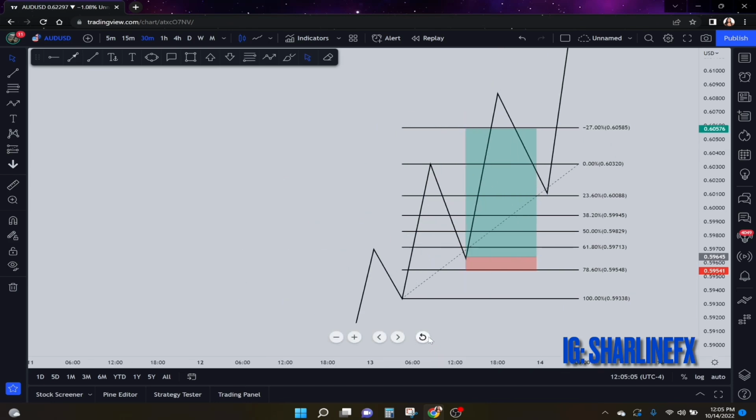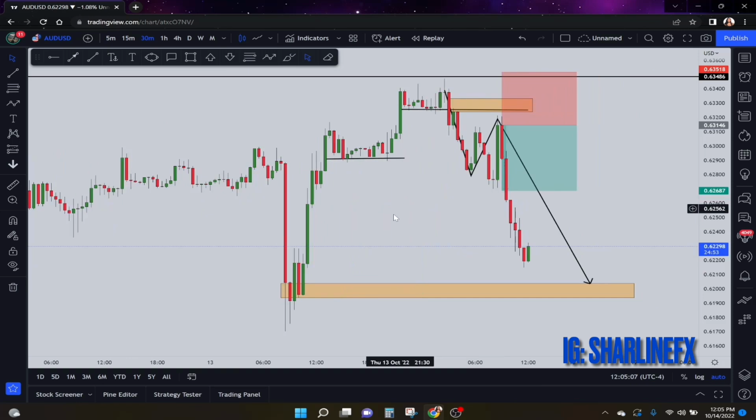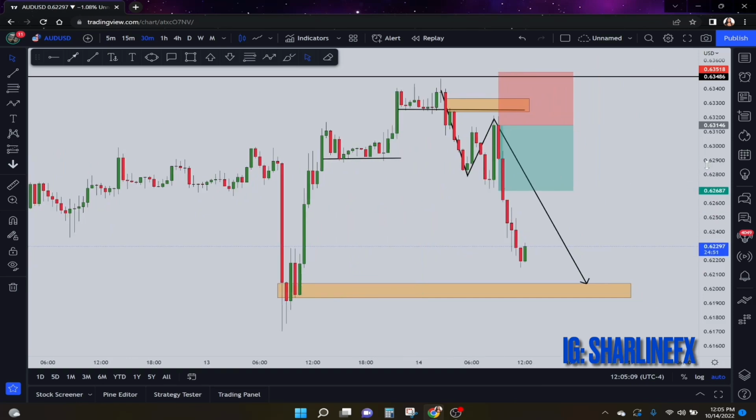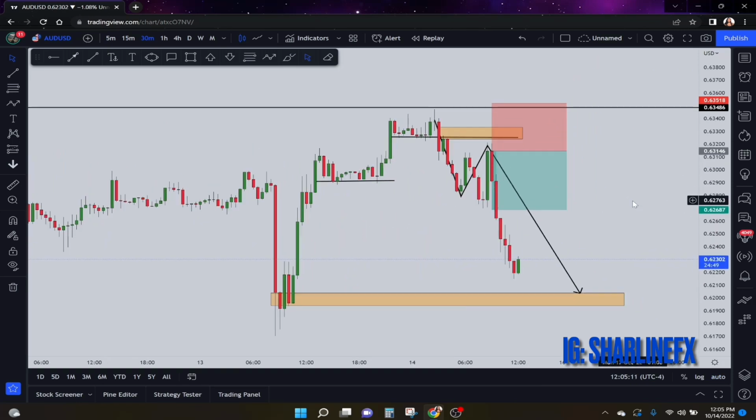All right, so if we look at this setup here, this was a trade I called on AU this morning in my signal group, and I took this trade basically off of fibs, and I'm going to show you guys how.